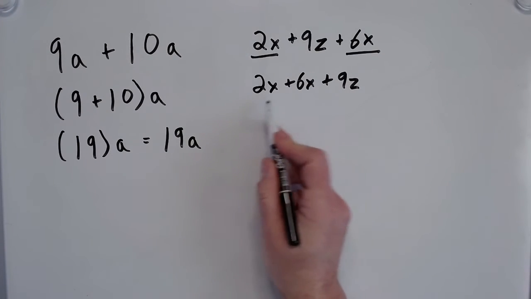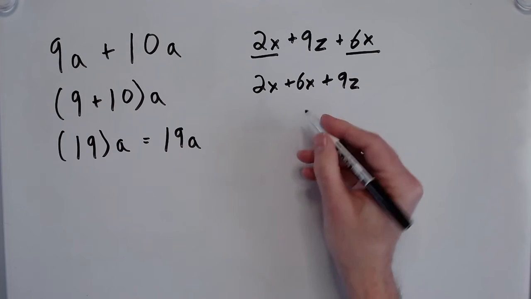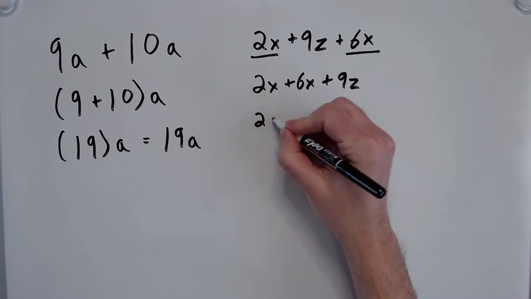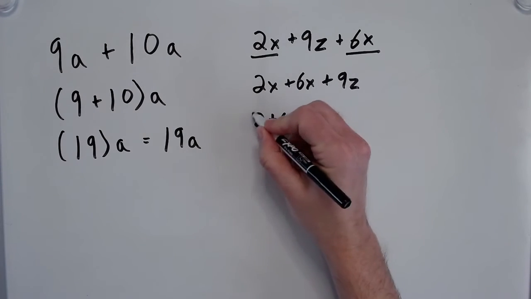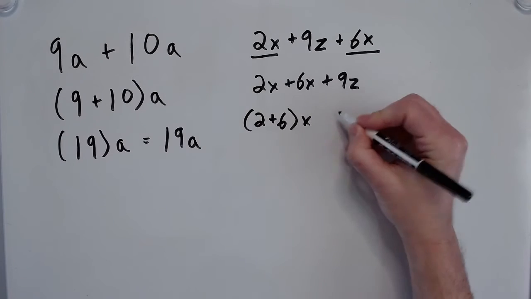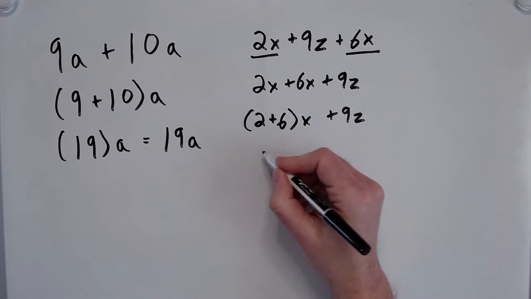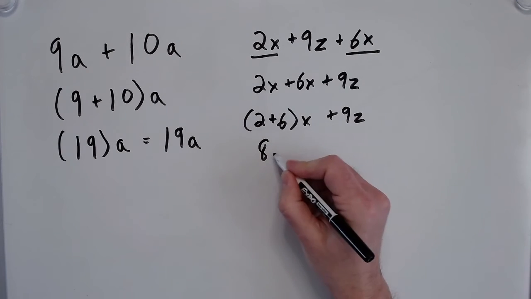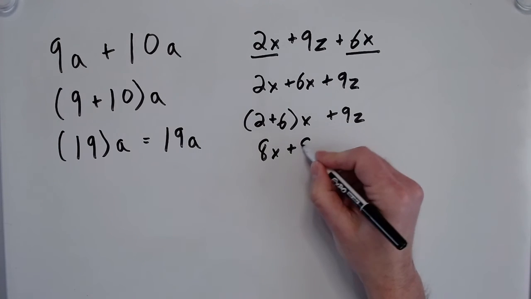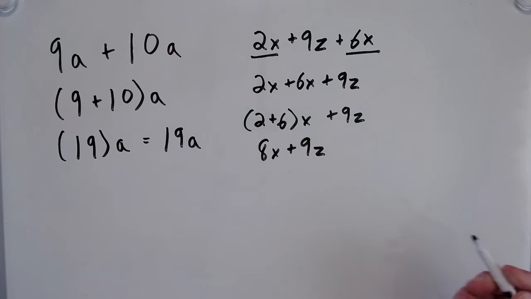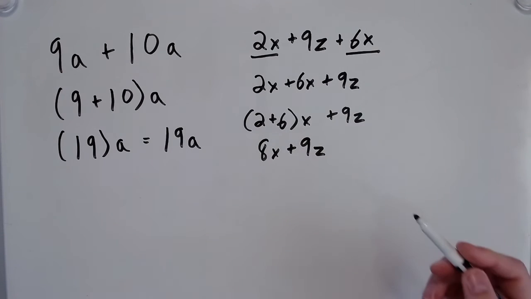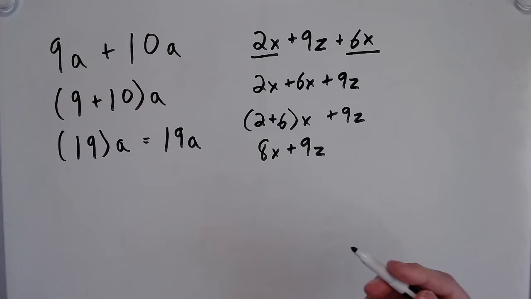Now I've got common factors next to each other. I'm just going to factor out this x. So we have 2 plus 6 times x plus this 9z all by itself. Simplify to 8x plus 9z. So again, this middle part we will end up skipping. So let's do a skipping step.